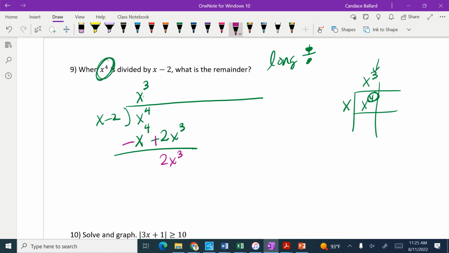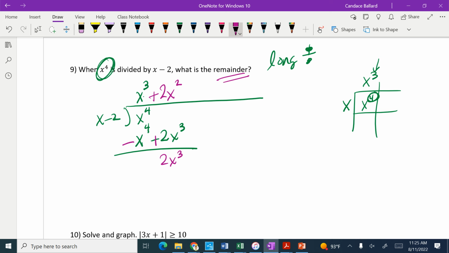Well, guess what? I have to go all the way until I can't divide anymore, right? I need to get to a remainder, so I need to do it again. All right, let's do it again together. How many times does x divide 2x cubed? What do you think? 2x squared. Good. Notice we went down an exponent from what we're trying to divide into.